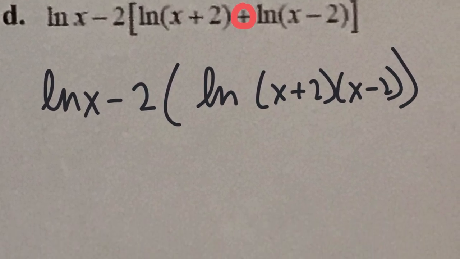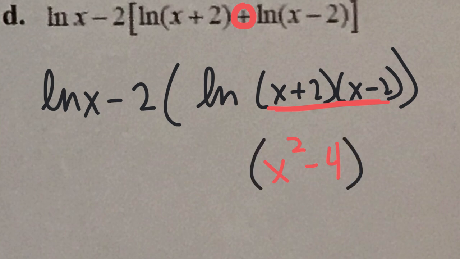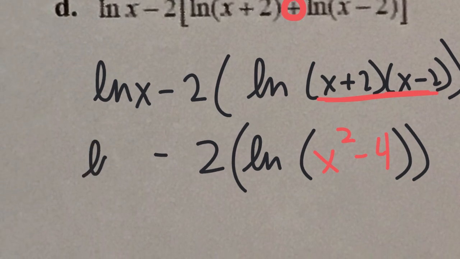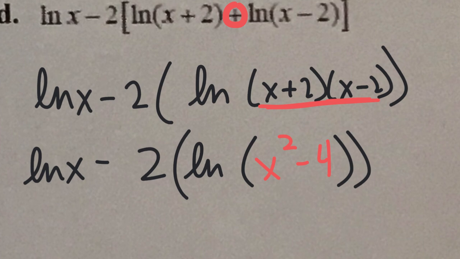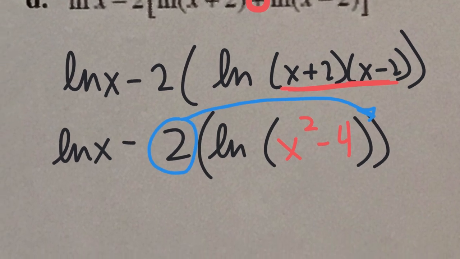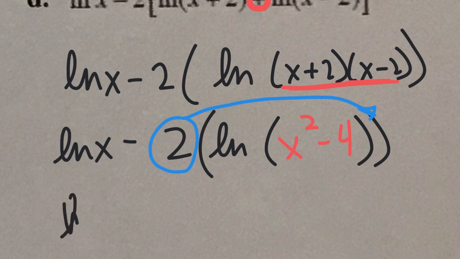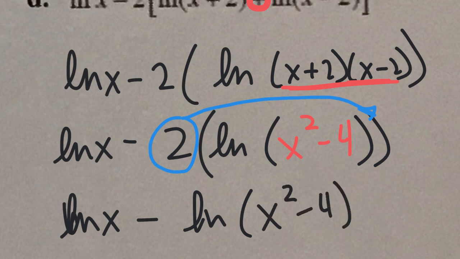Okay, we're going to simplify this, right? We can multiply x plus 2 times x minus 2. That gives us x squared minus 4. Okay, when we multiply that out together. So I've just simplified that product. That's all I've done, is x plus 2 times x minus 2 and got x squared minus 4. Okay, now we're going to take your 2 in front and make it into a power. So we still have ln x minus natural log of x squared minus 4 to the second power.